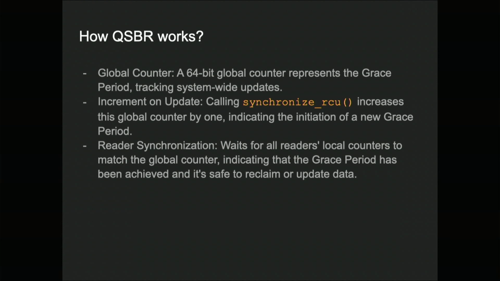Each reader has a local counter that tracks which grace period it is in. If the local counter and the global counter match, the reader is in the latest grace period. The writer will check these numbers and block until they match.